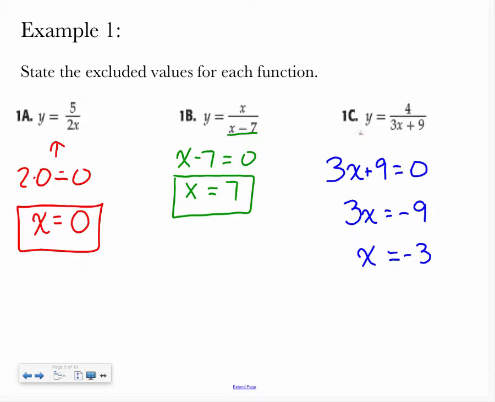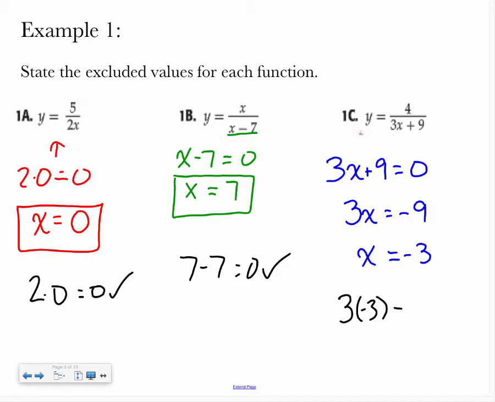Now, if you ever question these, you can always plug them back in. So in this one, for letter A, we can say 2 times 0 equals 0. That means that is going to be a solution. If we do 7 minus 7, that equals 0, so that works. A negative 3, so if we do 3 times a negative 3 plus 9, 3 times a negative 3 is negative 9, plus a positive 9, that equals 0. So we know that works. So that's how you check your work. You plug that value back into the denominator, and you should end up getting 0.